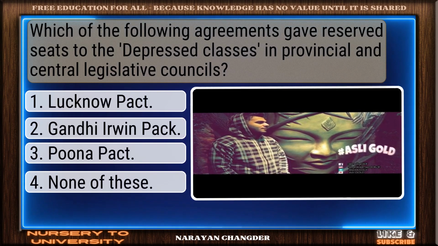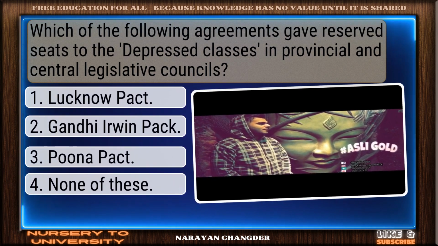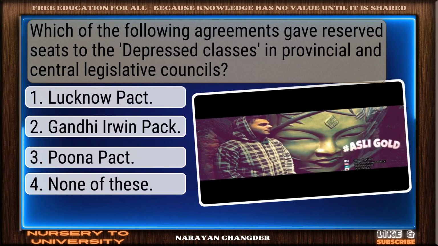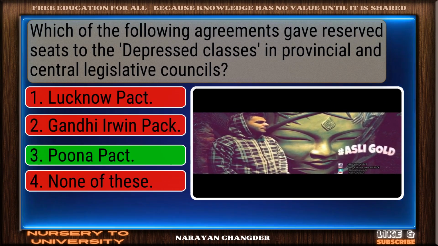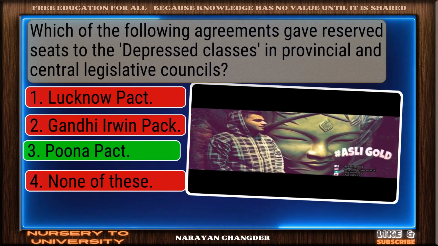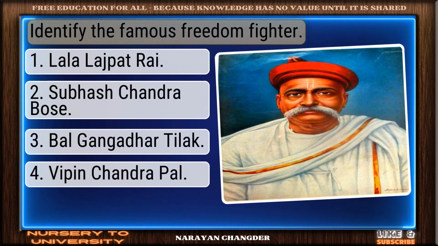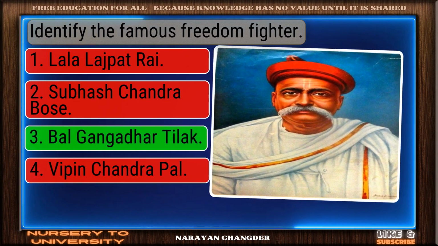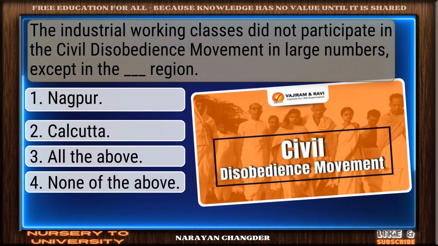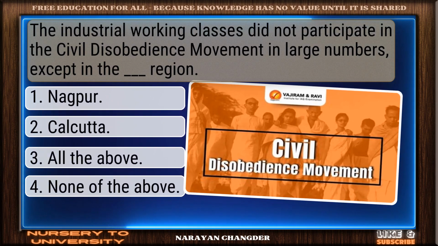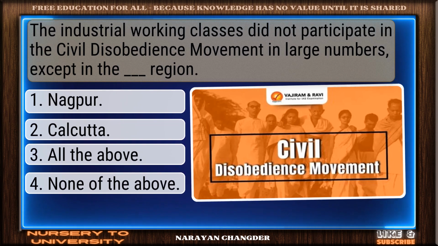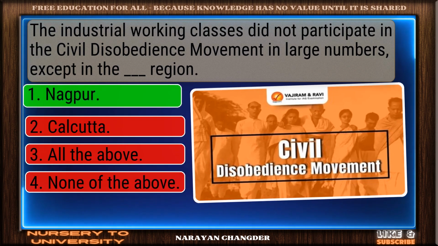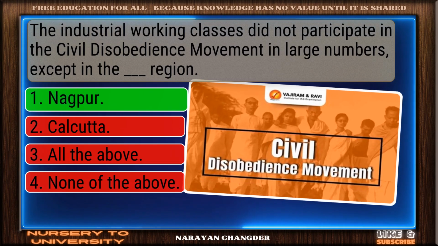Which of the following agreements gave reserved seats to the depressed classes in provincial and central legislative councils? Exactly. Poona Pact makes sense. Identify the famous freedom fighter. Great job. Bal Gangadhar Tilak is accurate. The industrial working classes did not participate in the civil disobedience movement in large numbers, except in the Nagpur region. Nice selection. Nagpur is correct.